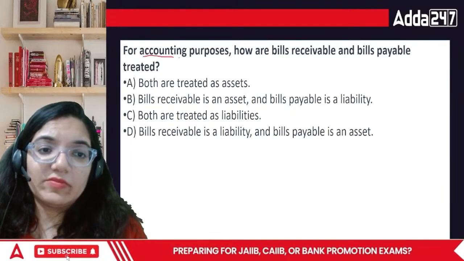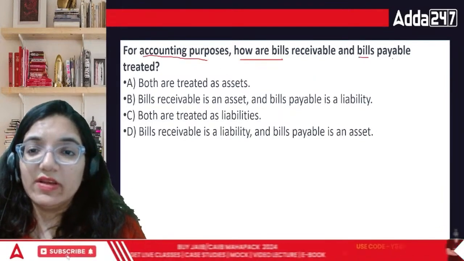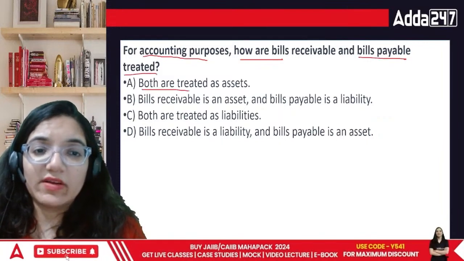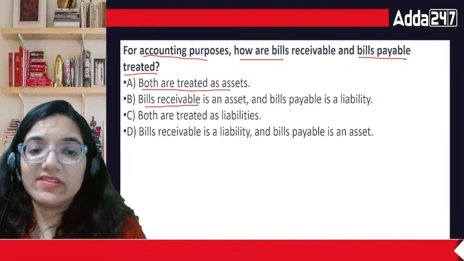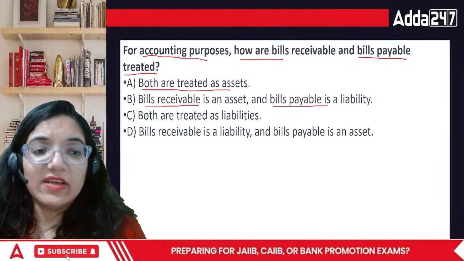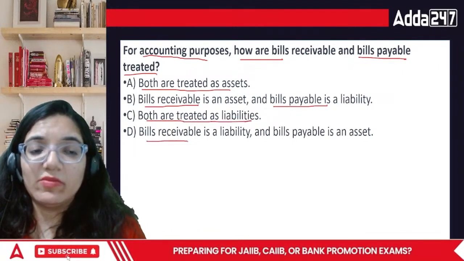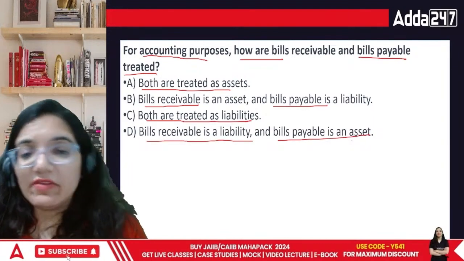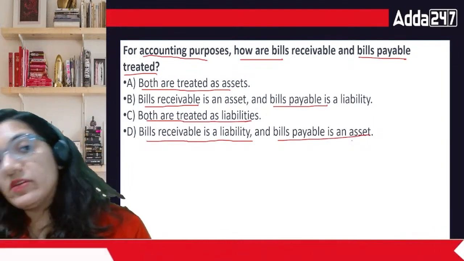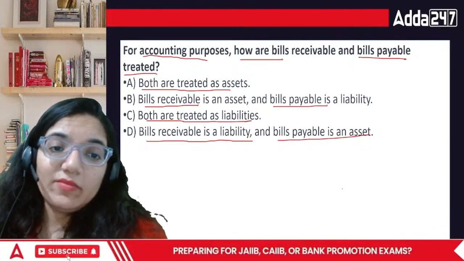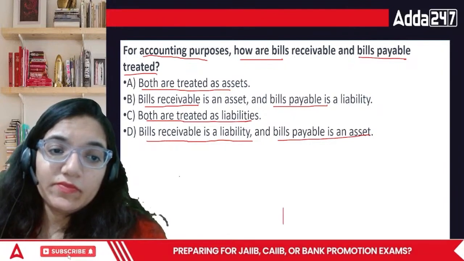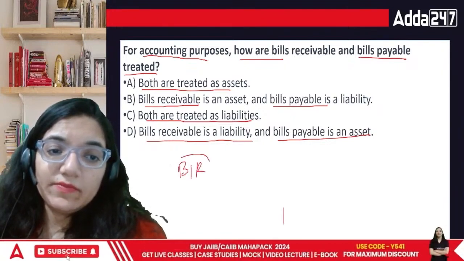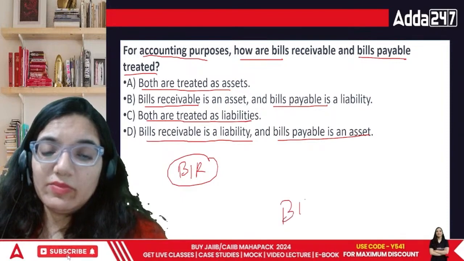For accounting purposes, how are bills receivable and bills payable treated? Both are treated as assets. Bills receivable is an asset, bills payable is a liability. Both are treated as a liability. Bills receivable is a liability, while bills payable is an asset. When we talk about how bills receivable and bills payable are treated, one is BR and one is BP.